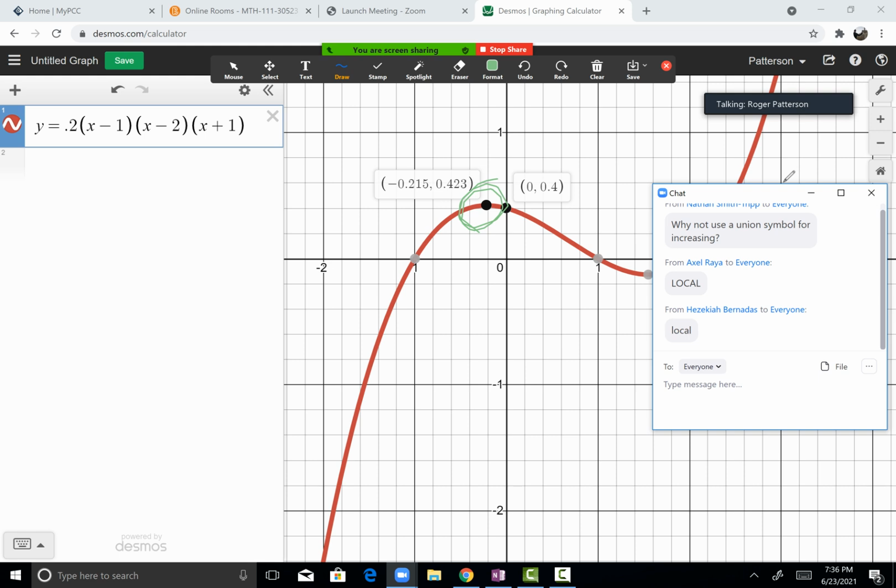Somebody asked about the union symbol for increasing. If you wanted to put a union between the two intervals, you could. That wouldn't be incorrect at all. It's just up to you. Okay. Yeah, so that's local.